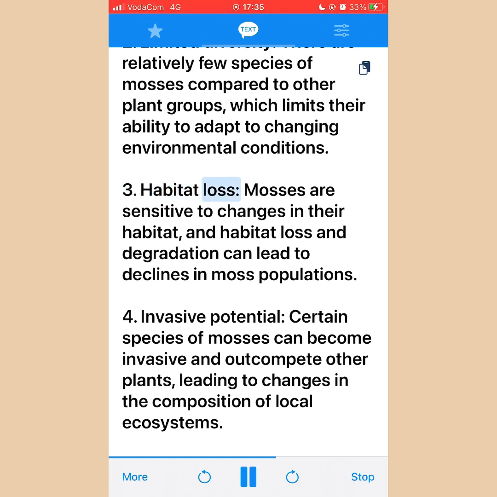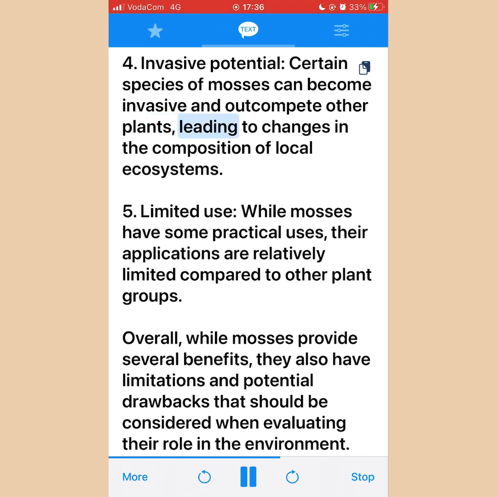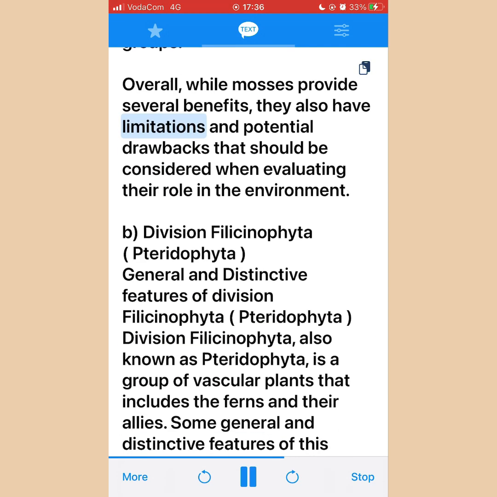3. Habitat loss. Mosses are sensitive to changes in their habitat, and habitat loss and degradation can lead to declines in moss populations. 4. Invasive potential. Certain species of mosses can become invasive and outcompete other plants, leading to changes in the composition of local ecosystems. 5. Limited use. While mosses have some practical uses, their applications are relatively limited compared to other plant groups. Overall, while mosses provide several benefits, they also have limitations and potential drawbacks that should be considered when evaluating their role in the environment.